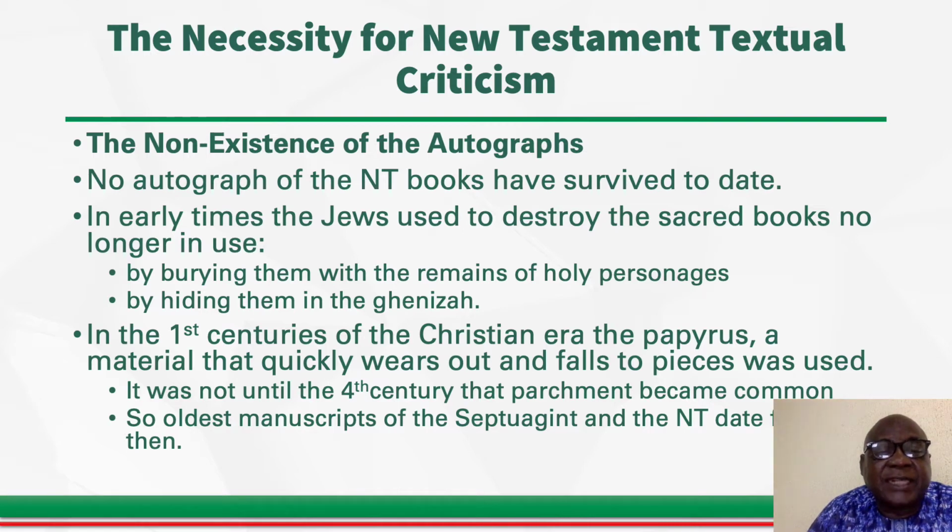Again, in the 1st century Christian era, the papyrus, a material that can wear out easily and fall to pieces, was first used in the process of copying the Bible. The use of parchment did not come in until the 4th century, and you discover that the oldest manuscript of the Septuagint and the New Testament dates back to the 4th century.